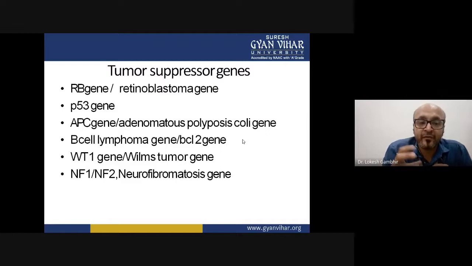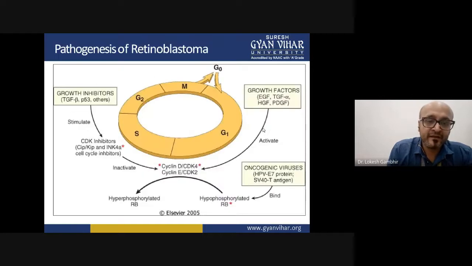Apart from retinoblastoma and p53, there are certain genes that have been shown to be very potent, like the WT1 gene, the Wilms tumor gene. It's again a very potent tumor suppressor gene. Or the BCL2 gene family, which got its name from B cell lymphoma. If this gene is aberrant, then of course B cell lymphoma sets in. So there are certain sets of proteins.